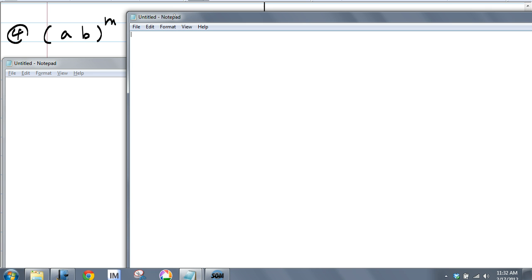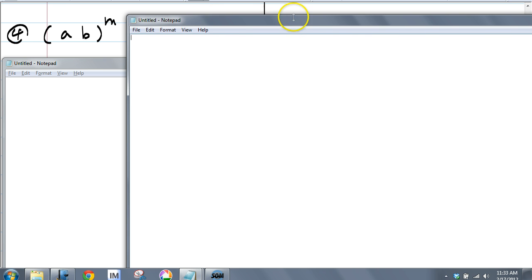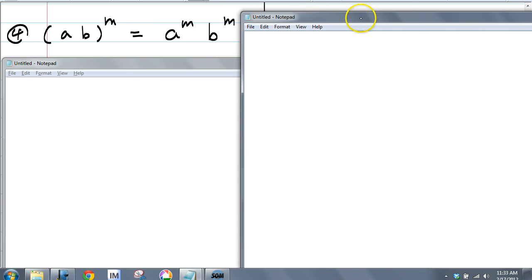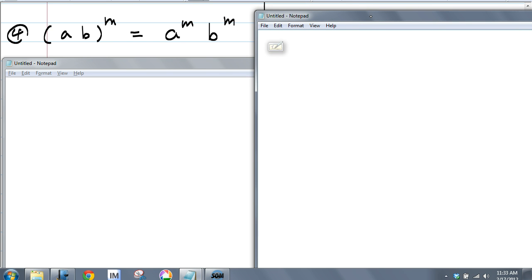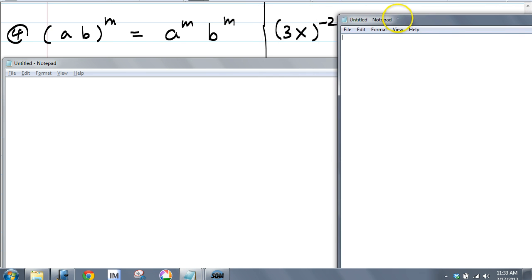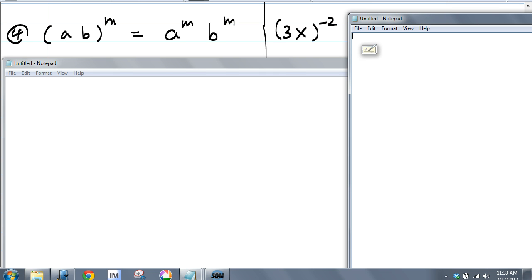You get a to the n power times b to the n power. That's right. So, do you think this rule will still apply with negative exponents? Yes. So if I have 3x in quantity to the negative 2 power, Andrew, what does that become?